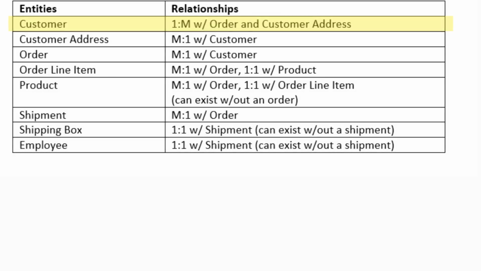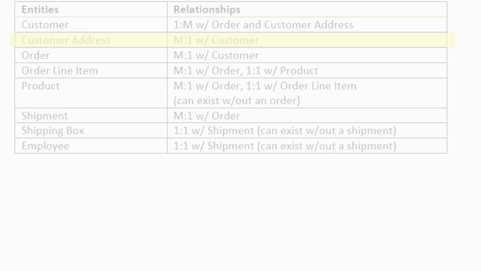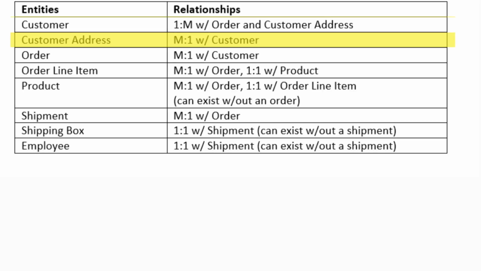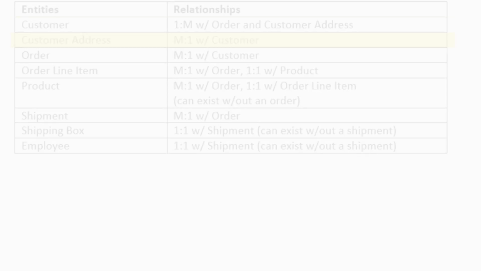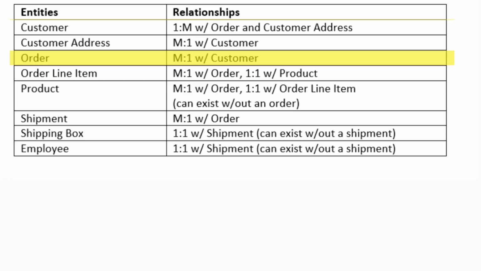Well, obviously, we're going to have a customer entity, and each customer can have 1 or more orders and addresses. All right, that makes sense. We just said customers can have more than 1 address, so we need to have a customer address entity with a many-to-one relationship on the customer. Good enough. Orders. Sure, we'll need an order entity, and we know that each customer can have 1 or more orders.